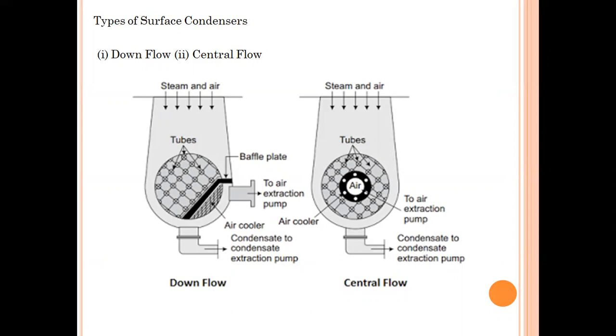As the name suggests, in the down flow condenser, steam and air come from the top of the condenser and go to the air extraction pump. Air is extracted using an air vapor plate and air cooler, and the condensate goes to the condensate extraction pump. Here, there are a number of tubes in the down flow condenser.